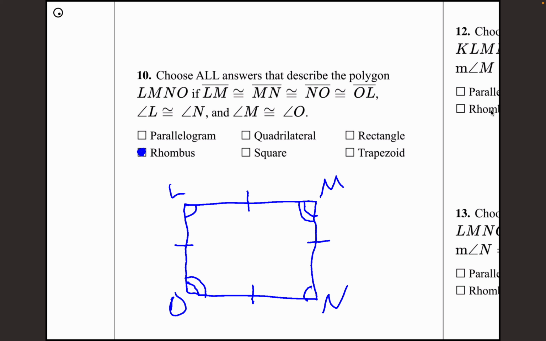So can it be a rectangle? No, but do I leave my answer just like this? You need to choose all the answers. So what else should I select? Will I select parallelogram? Because if it's a rhombus, is that box inside the parallelogram box? Are there 4 90-degree angles? No. Okay? So, Charlotte made a good point.